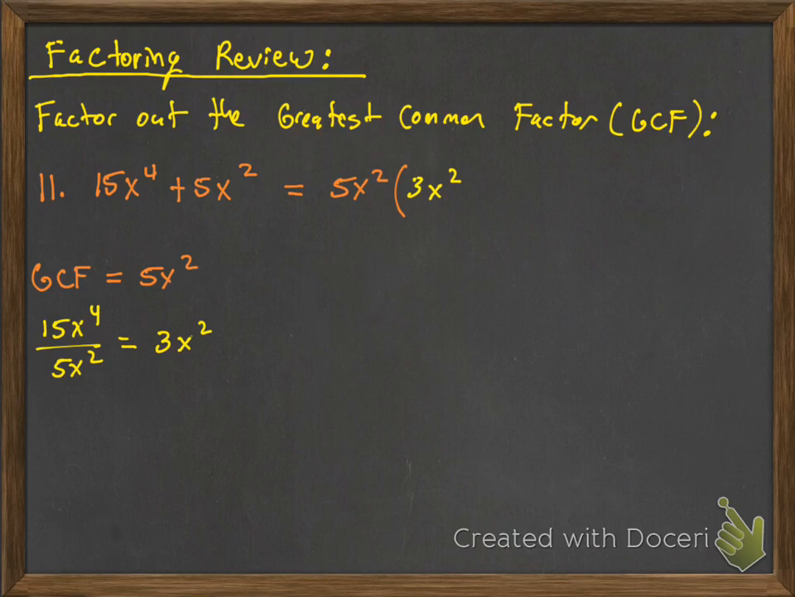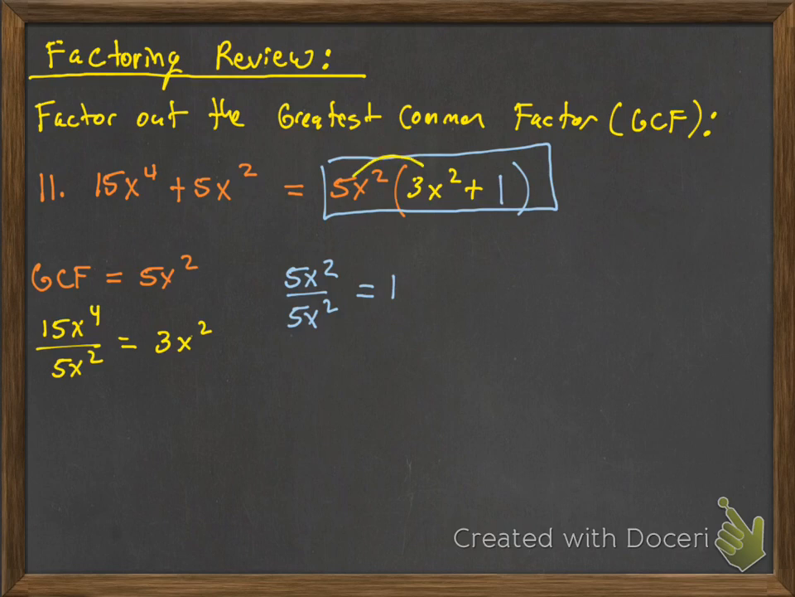Now you can also check by distributive property, 5x squared times 3x squared, well that's going to be the 15x to the fourth, so that looks good. And we could do the same thing with the other term, 5x squared divided by 5x squared, and that's going to give you 1. Okay, and then I can check the 5x squared times 1, that gives us the 5x squared. So you can always check your factoring by either foiling or doing the distributive property like in this one. So let's look at another one.